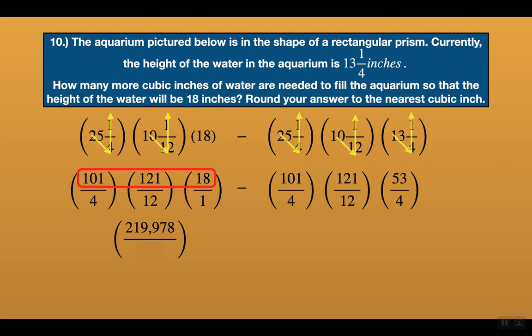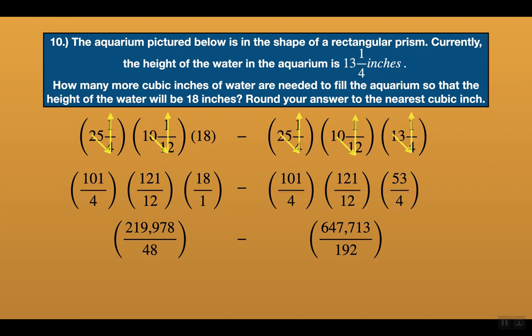219,978. Now let's multiply all the denominators. 4 times 12 times 1. That's going to give us 48. Let's do the same thing on the right-hand side. We're going to multiply 101 times 121 times 53. And that's going to give us 647,713. Let's do the same on the bottom. 4 times 12 times 4. That's going to give us 192.